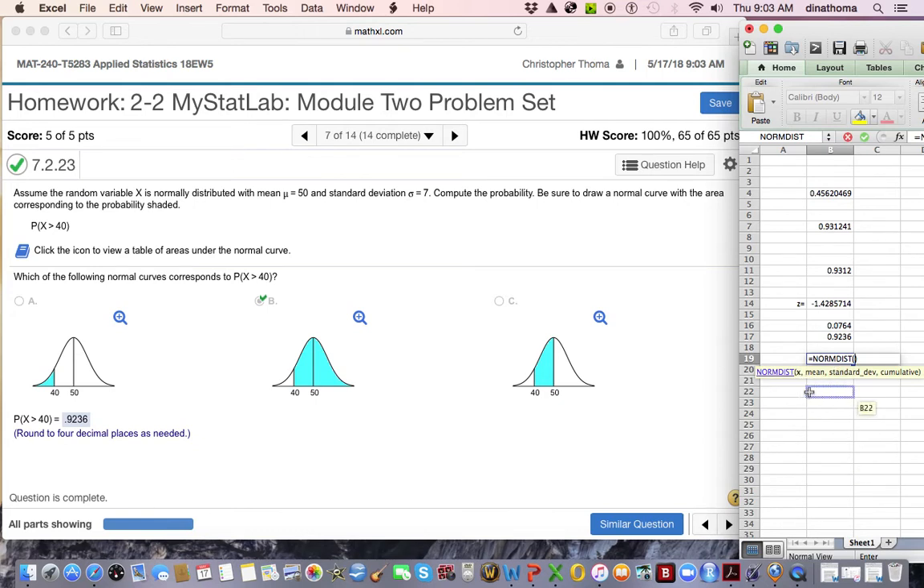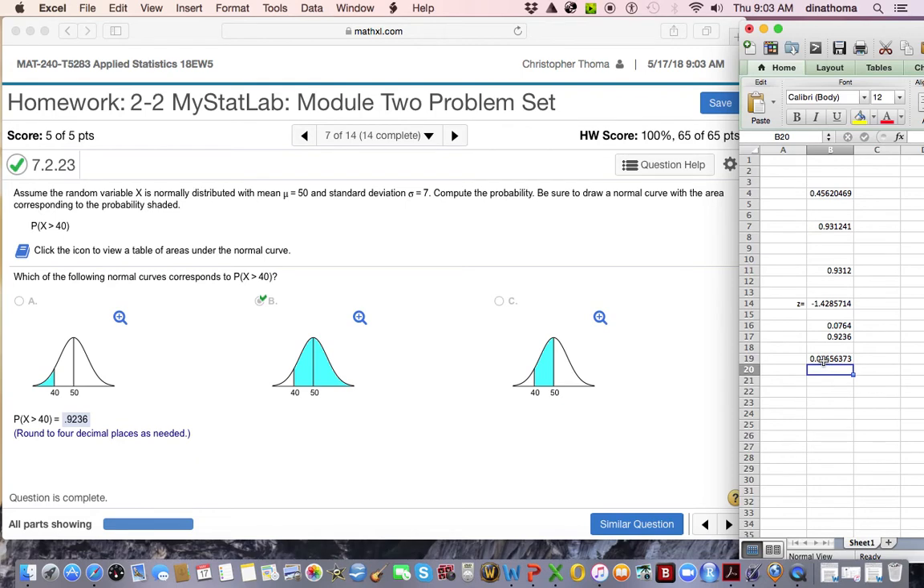We must put in the X, which is 40. We must put in the mean, which is 50. We have to put in the standard deviation, which is 7. And it says cumulative. Cumulative means add all together. This is all shaded, so yes, we're adding it all together. And for all of these, the answer is always going to be 1.